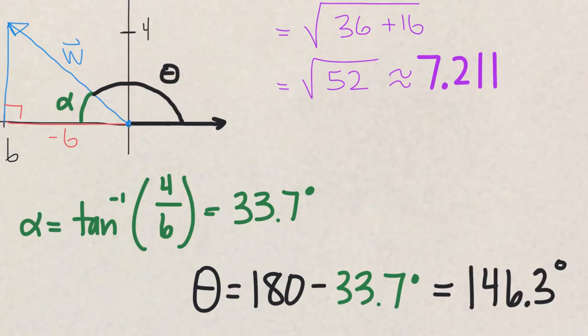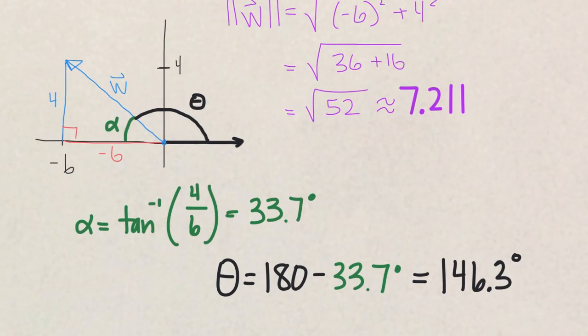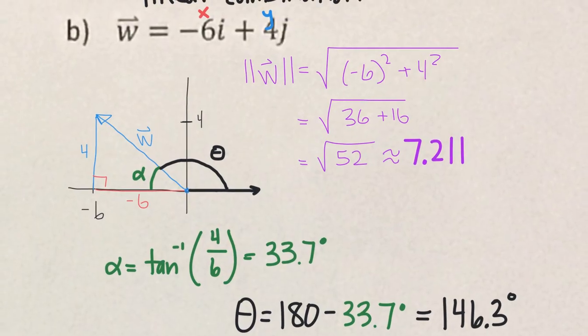146.3. Okay, so depending on the quadrant of your triangle, if your triangle is in the second quadrant, we're going to end up subtracting the angle from 180. If your triangle is in the third quadrant, we're going to add the angle to 180. And if the triangle is in the fourth quadrant, we're going to subtract our angle from 360. So it depends on where your triangle is as to what operation you're going to do to get your angle.